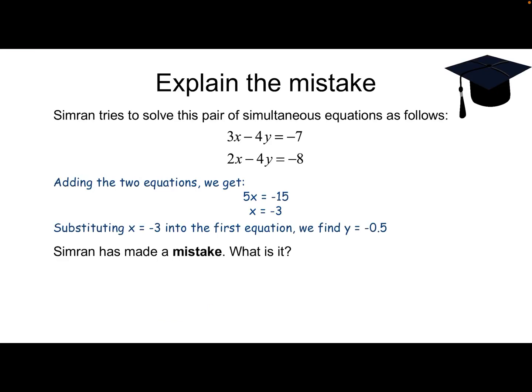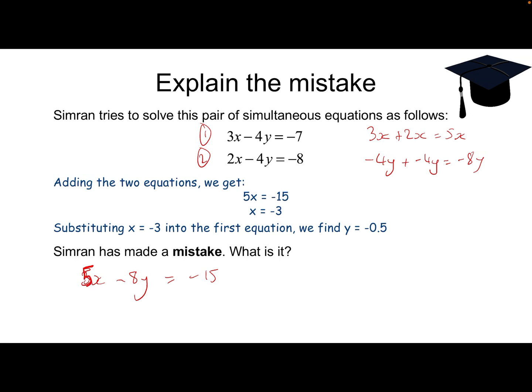So Simran, never heard of that name before, tries to solve this pair of simultaneous equations as follows. We've got equation 1 and equation 2. So he adds the two equations. Now, if we add the two equations, we're going to get 3x plus 2x equals 5x. That's nothing wrong with that. That's 5x. And we got minus 4y plus minus 4y, but that's negative 8y. And minus 7 plus minus 8 is equal to negative 15.